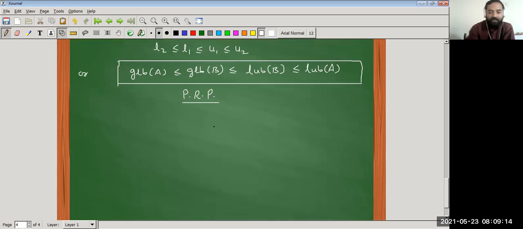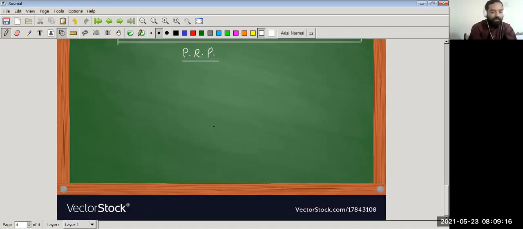So we will discuss few results of least upper bound and greatest lower bound, and if time permit, then we will discuss some examples related to the theorem that we discussed today. Okay, so now next theorem.